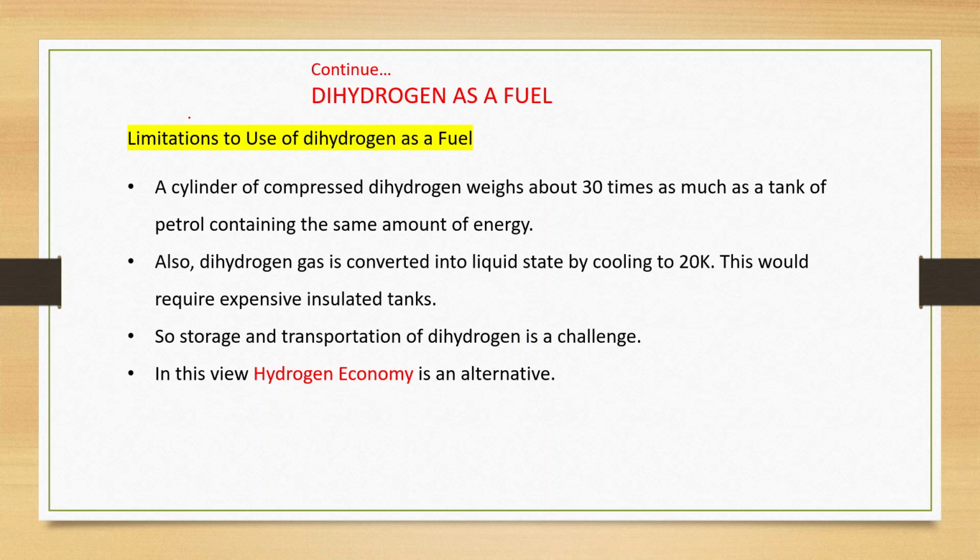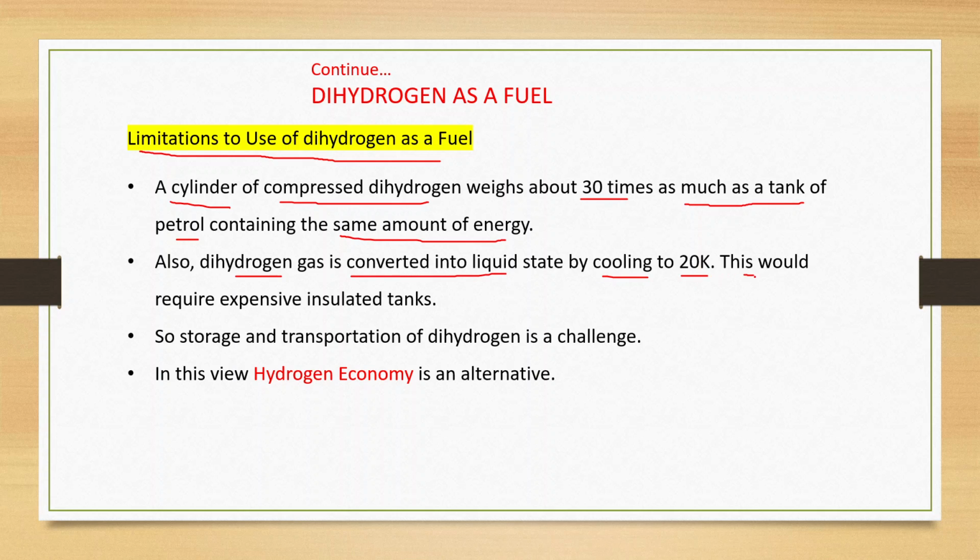But to use dihydrogen as a fuel, there are some limitations. What are the limitations? A cylinder of compressed dihydrogen weighs about 30 times as much as a tank of petrol containing the same amount of energy. So we can say storage of dihydrogen is difficult. Also, dihydrogen gas is converted into liquid state by cooling to 20 Kelvin. This would require expensive insulated tanks. So, storage and transportation of dihydrogen is a challenge.